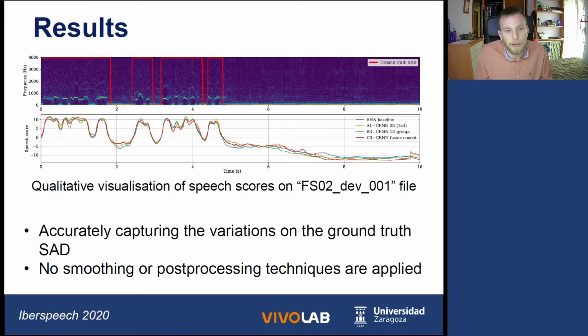Okay, here in this figure you can see a qualitative visualization of the speech score for a single file of the development subset. As you can see here, our system is accurately capturing the variation in the ground truth SAD. It also must be noted that no smoothing or post-processing technique is applied on the output of the system. This suggests that the output of the bidirectional LSTM layer is smooth enough to be used by itself.